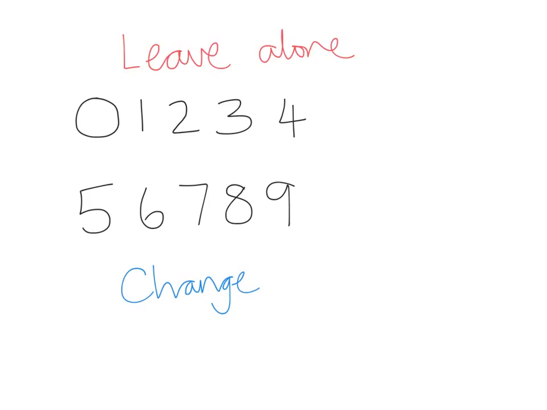So when we're rounding, the digits 0, 1, 2, 3 and 4 tell me to leave things alone. And then 5, 6, 7, 8 and 9 tell me to change things. When we look at some examples in a second, that will make a bit more sense. But the key things here is 4 and below or 5 and above.